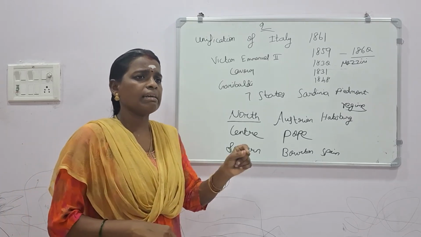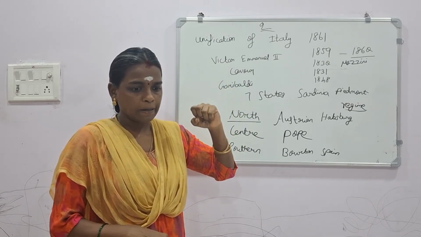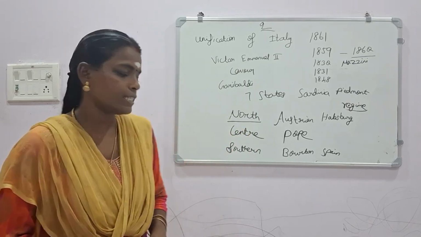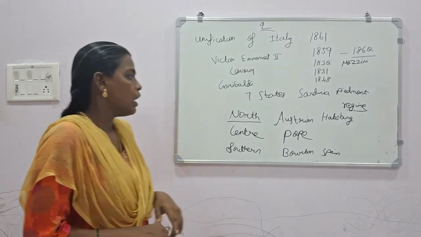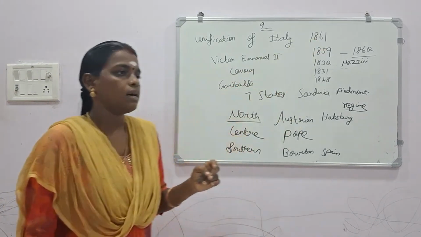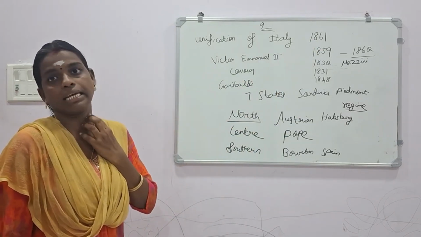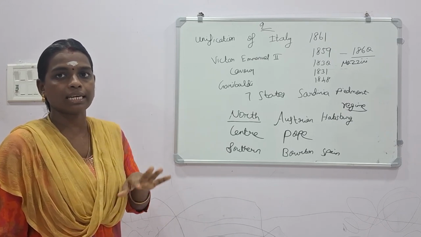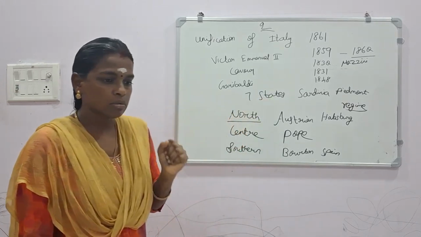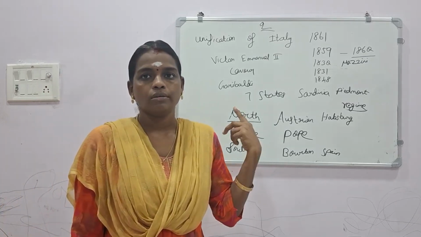So he took a revolt and a march, a movement towards southern Italy. And finally, in the year 1861, they unified Italy, and they announced Victor Emmanuel II as the king of Italy. Victor Emmanuel II was the king of Italy. So these were the background events that happened in the formation of Italy.